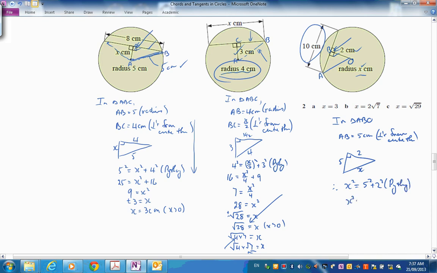Therefore x squared is 25 plus 4. x squared is 29. x equals plus or minus root 29. Therefore x is root 29, because it's got to be positive. Just slowly, carefully going through the logic, the deductive argument there. And we've got those answers summarised up there.